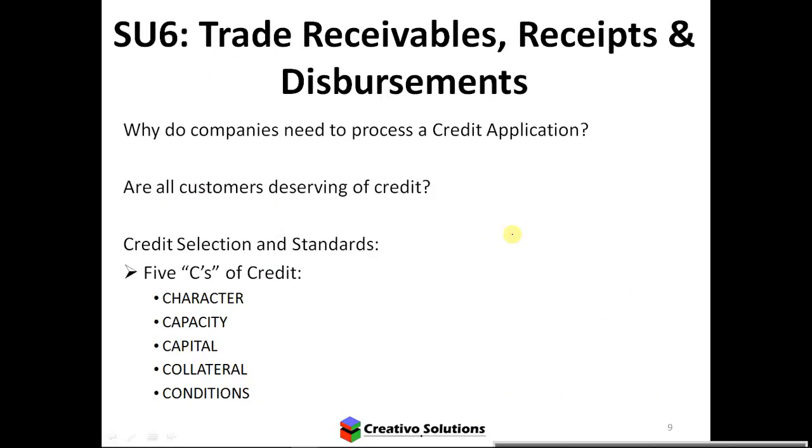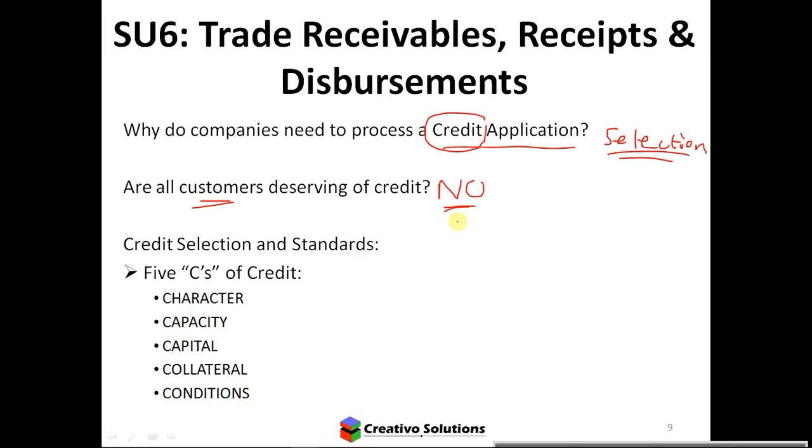So why do companies need to process a credit application? Well, obviously it's a way of selection, or screening. Companies need to process an application because they can't give credit to everyone. Will all customers that are deserving of credit get credit? Are all customers deserving of it? The answer is obviously no. Some customers might be seen as being too high risk and they're not going to be allowed to access credit.